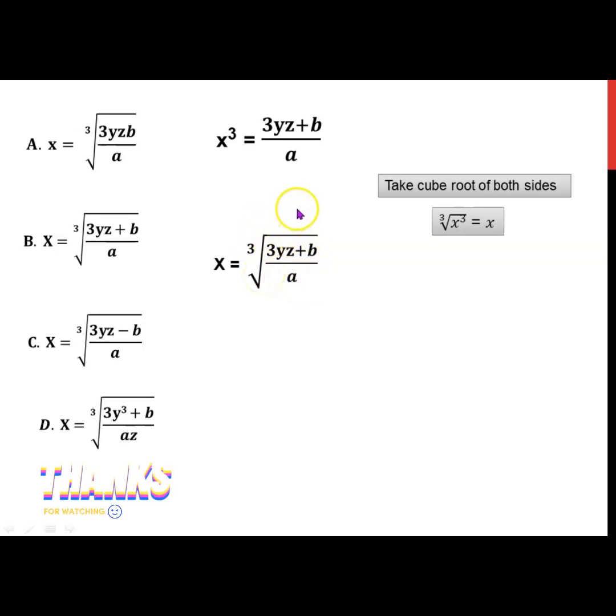Now we look at it. We have options from A to D. To choose the correct option, we see that B is the right answer.